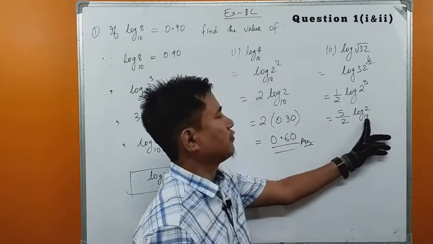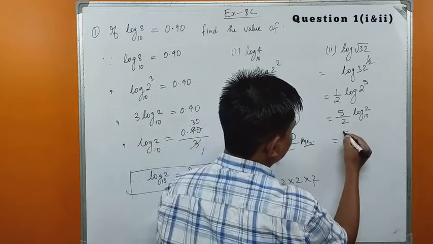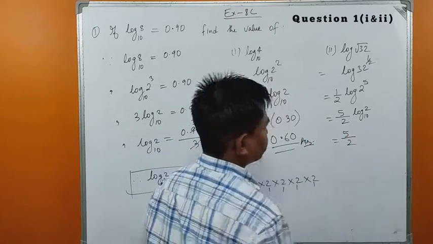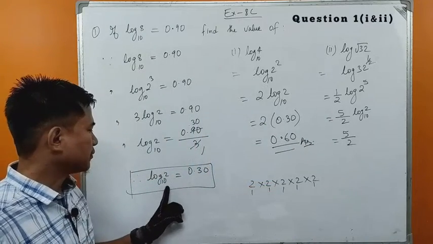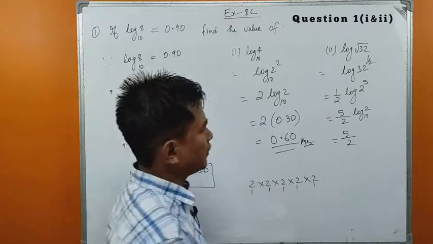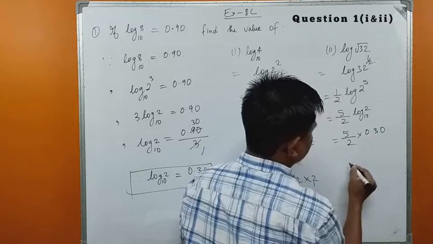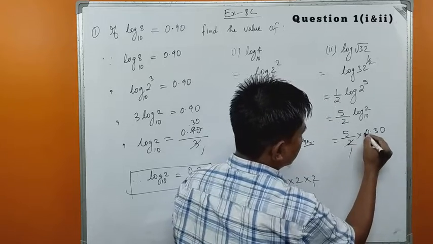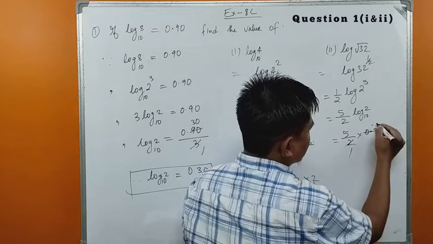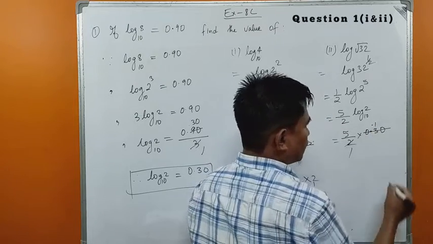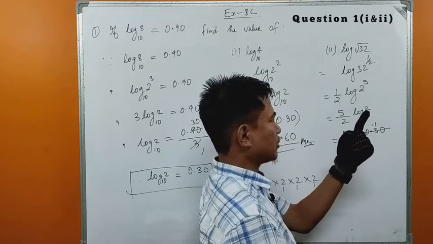When base is not given, we must understand the base is 10, okay? So now we put the value of log 2 to the base 10. This 5 upon 2 we write as it is. Now log 2 to the base 10 means 0.30, isn't it? So into 0.30. Now we cancel this. 2 1s are 2, decimal point we should not forget, so we put decimal point here. 2 1s are 2, 3, isn't it? 1 remains.